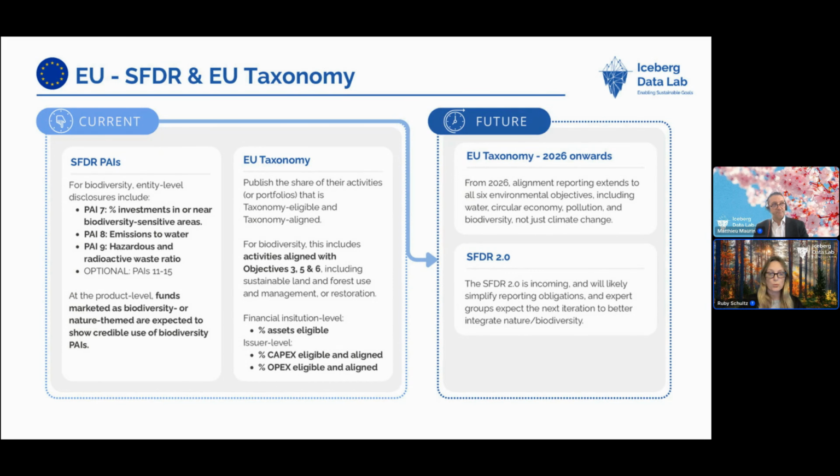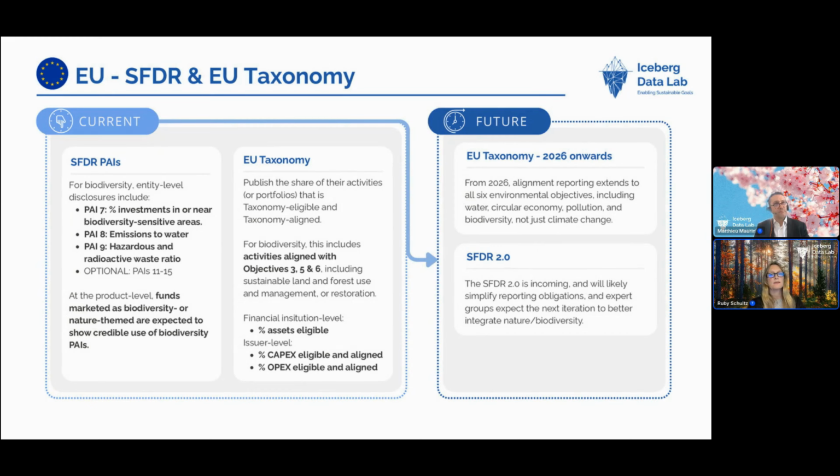And they must also report what share is aligned. This goes beyond eligibility and looks at meeting substantial contribution thresholds, plus do no significant harm and minimum safeguards as well. So even a fund with a climate objective under the EU taxonomy is expected to screen for significant harm to biodiversity and water and to disclose that.